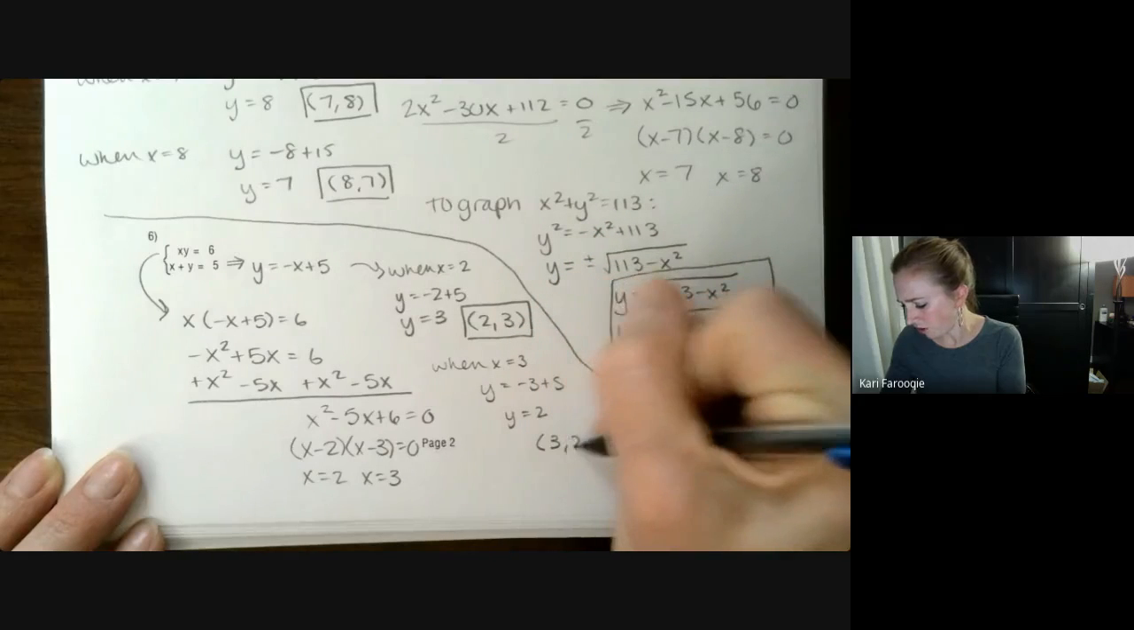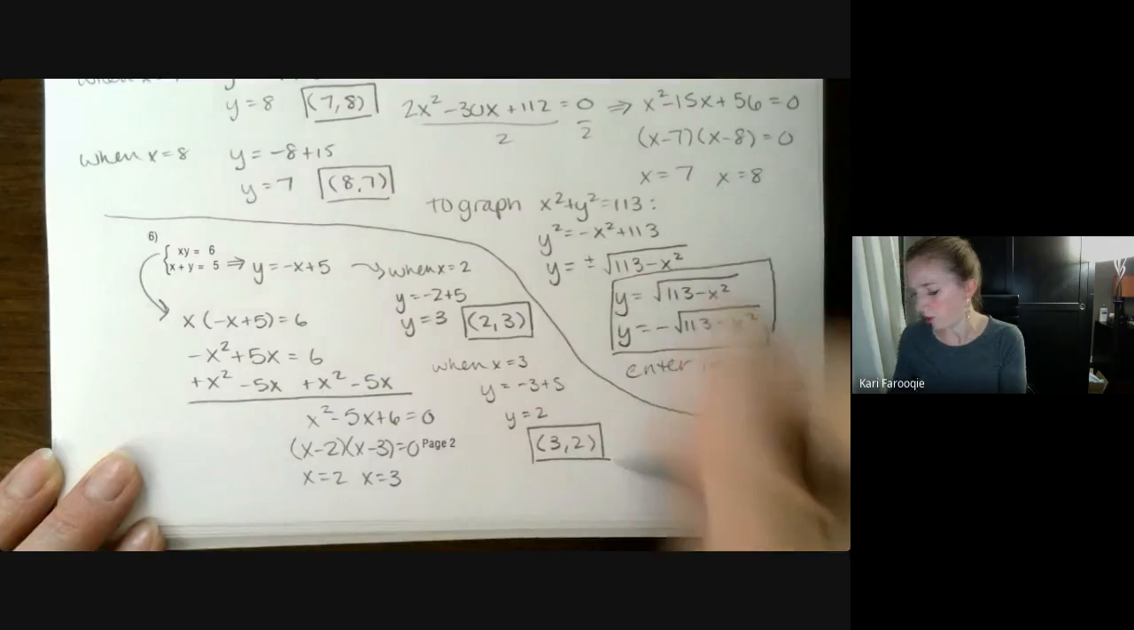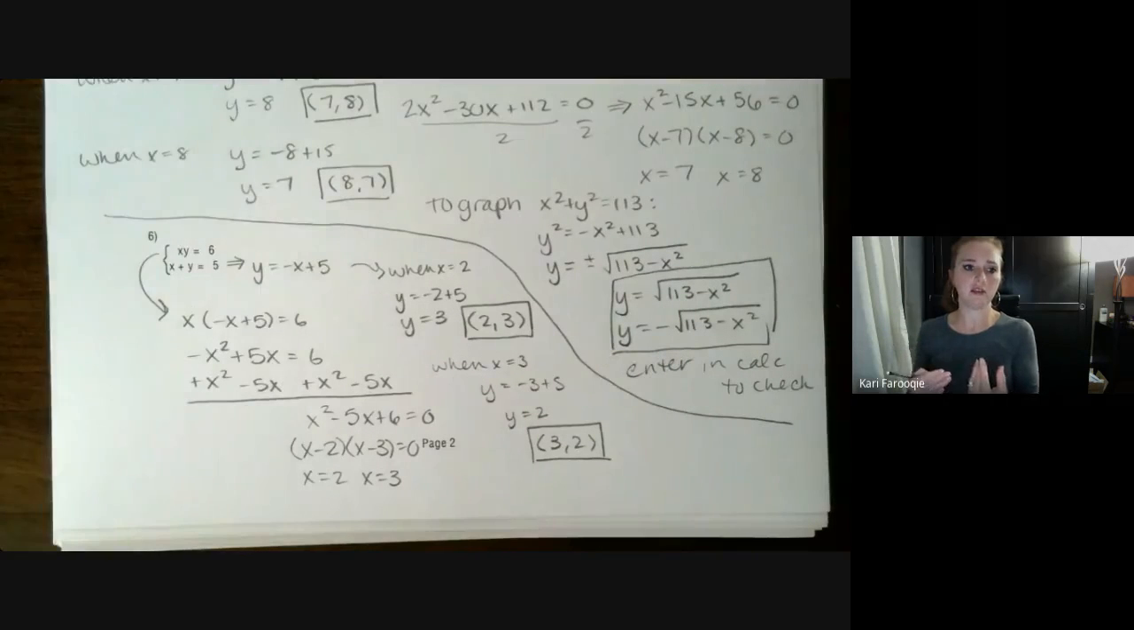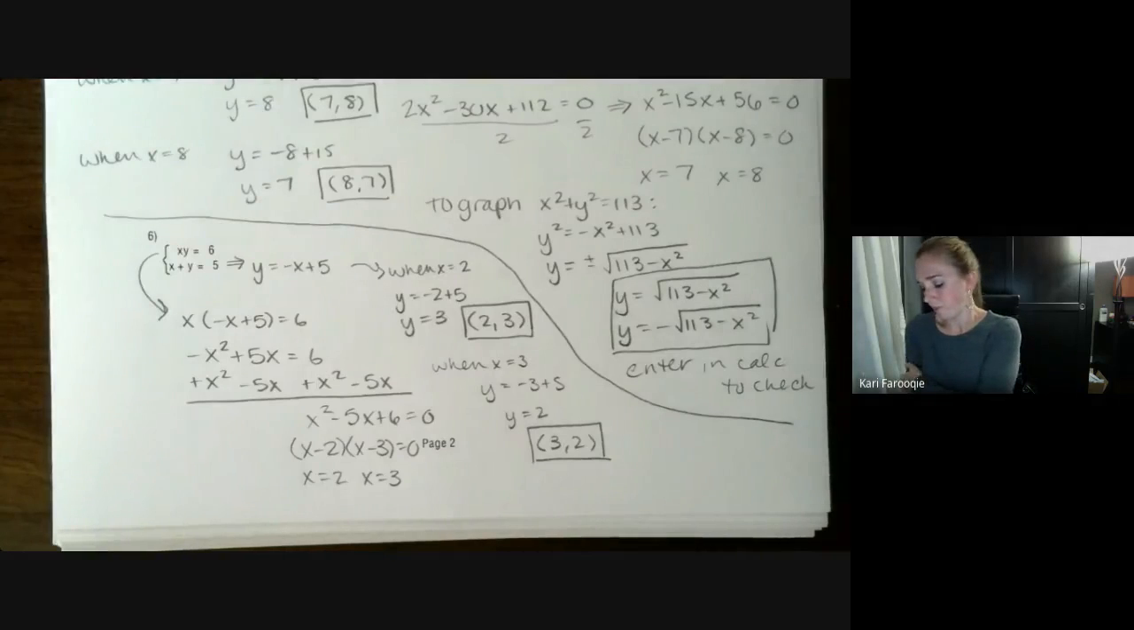And I know it seems odd because you've seen this happen twice now. You had 7, 8, 8, 7 in the last example, and now you're saying 3, 2, 2, 3. It just happens. It's coincidental.